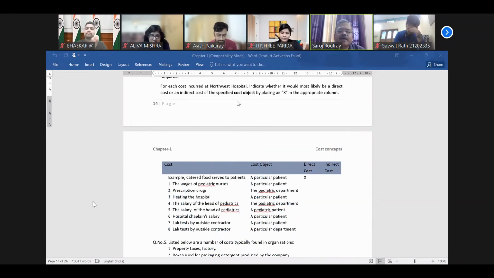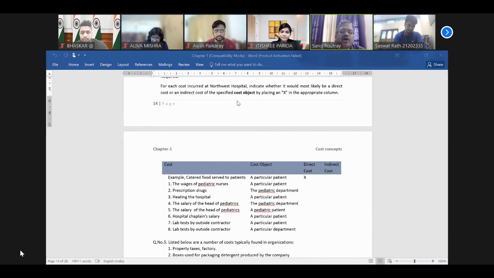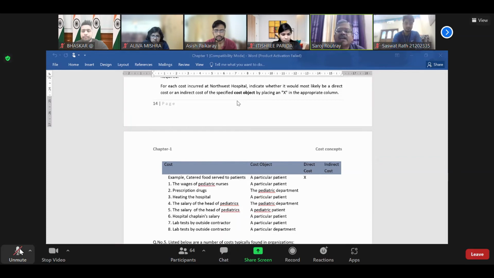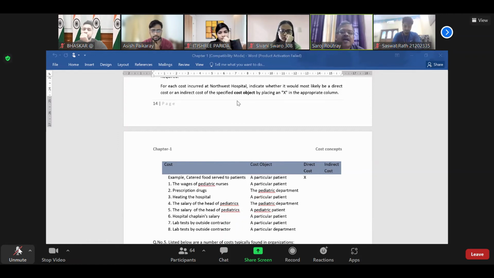Okay. The next one, the salary of the head of pediatric. Can you identify the salary paid to the pediatric head with a pediatric patient? No, sir. I can identify it with the department, not with the patient. Very good. Hospital chaplain salary, hospital caretaker, etc. Their salary with a particular patient? No, sir. Now you see how easy it has become. You are answering so fast.